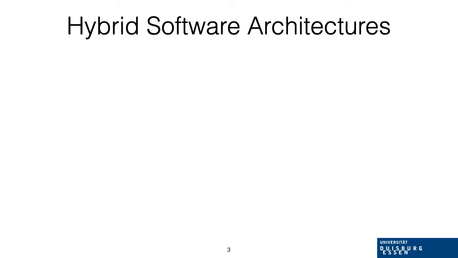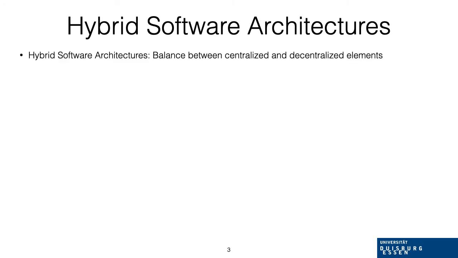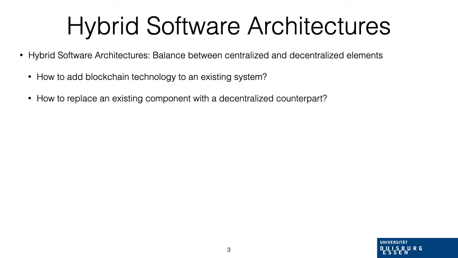When discussing with researchers and people from industry, it seems to make sense to combine the best of both worlds. So as a first step towards adoption of blockchain technology, this means adding a small component or replacing an existing element in your system, which led to the idea of hybrid software architectures and was developed over time. Hybrid software architectures capture the idea to balance between centralized and decentralized elements. It shouldn't be confused with hybrid blockchains. So the question is, how do we add blockchain technology to an existing system? And how can we replace an existing component with a decentralized counterpart?